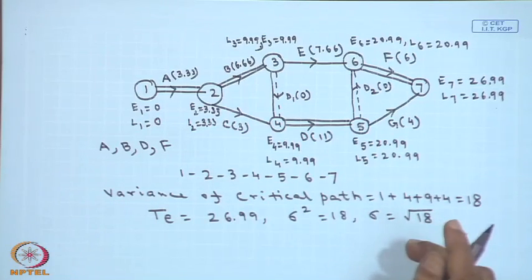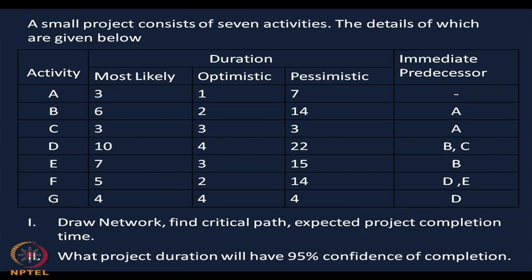Now, let us see the problem. The first part we have done: draw the network, find the critical path and the expected project completion time. The expected project completion time is 26.99. Now, see number 2. Number 2 asks what project duration will have 95% confidence of completion, that is, I am 95% confident that the project will be completed in what time. So, let us see the calculation now.